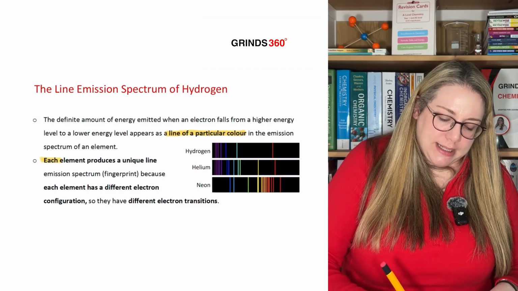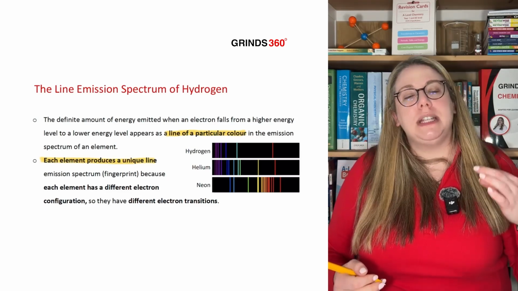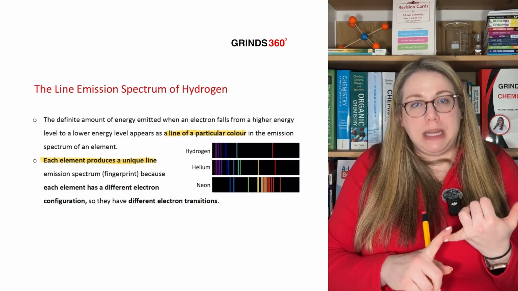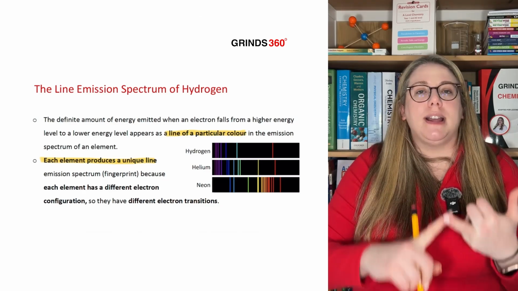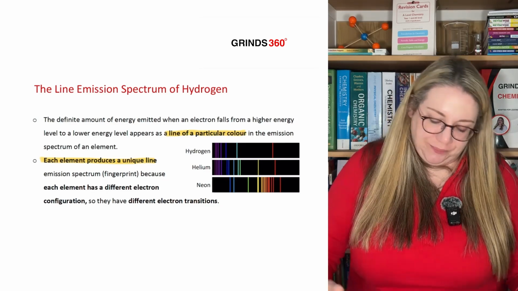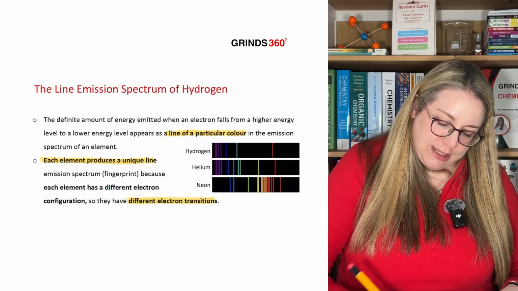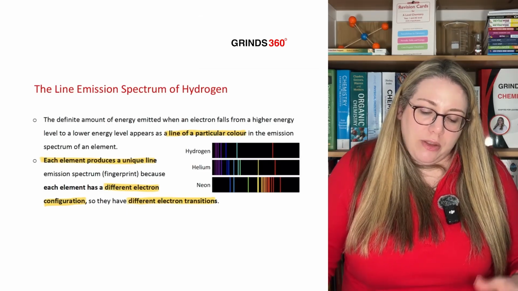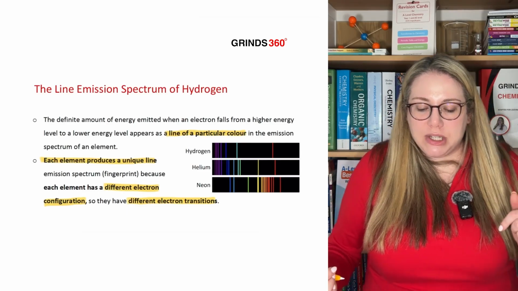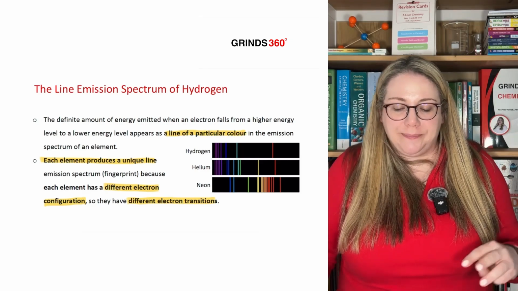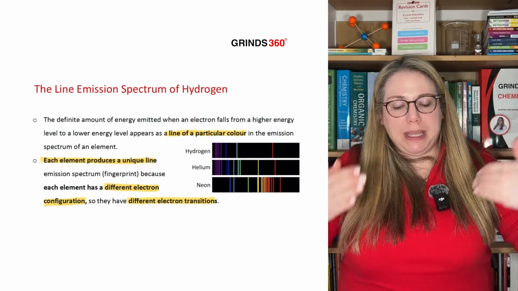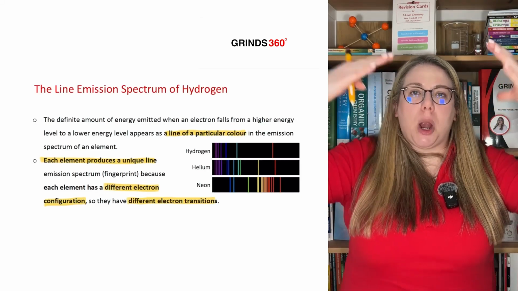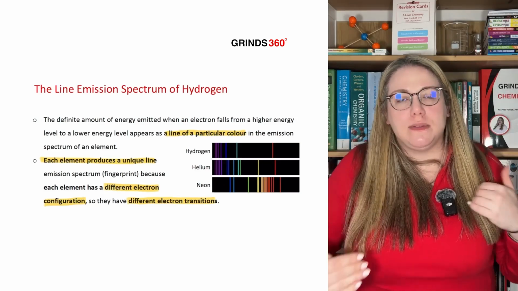Each element produces a unique line emission spectrum. It actually acts as a fingerprint because every single element in the periodic table has a unique electron configuration, which gives rise to unique electron transitions. So unique electron transitions, unique electron configuration. That's actually a 6-mark answer. On the right-hand side of the screen, you can see the line emission spectrum of helium, hydrogen, and neon. As you can see, the lines appear in different regions. That's because they all have a different number of electrons, and your electrons are moving in different ways inside each of those atoms.